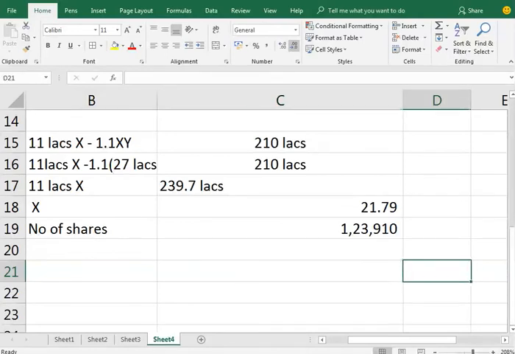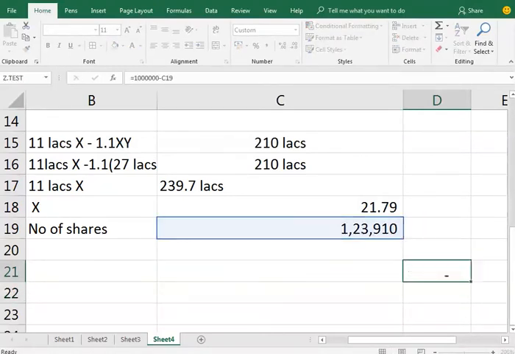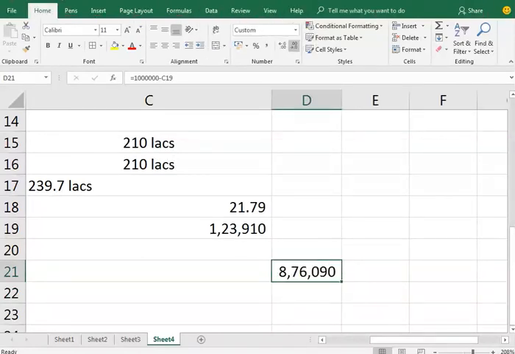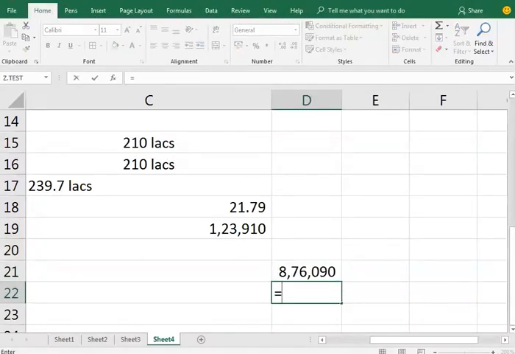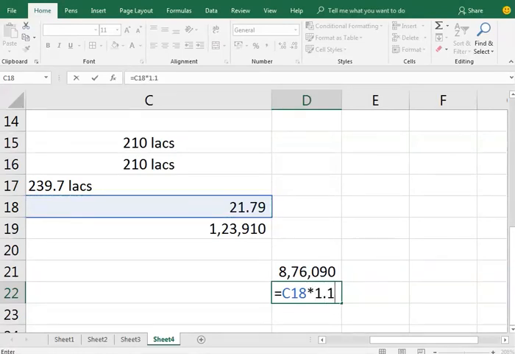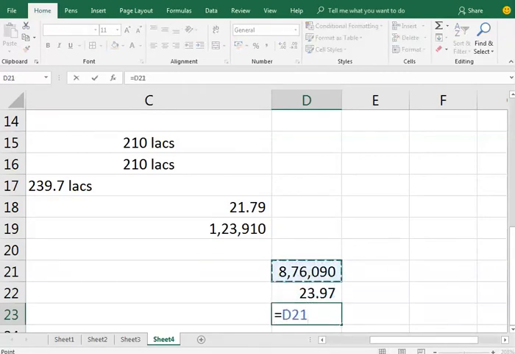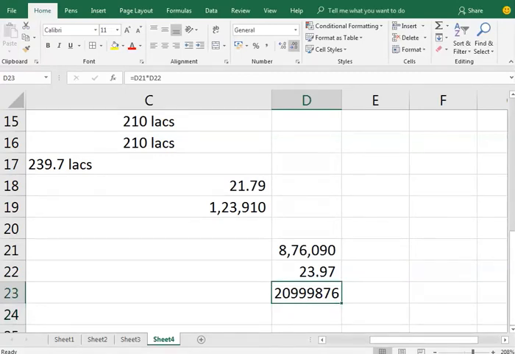That is, I have currently 10 lakh shares. So 10 lakhs minus 123,910. This many shares will be there with the company post the buyback. And post buyback, the price is going to be 21.79 into 1.1, 10% higher than 21.79. So this is what the value of the firm will be if the buyback is done, which is closer to your 210 lakhs. Otherwise, it's a rounding off issue. Broadly, it is 210 lakhs.